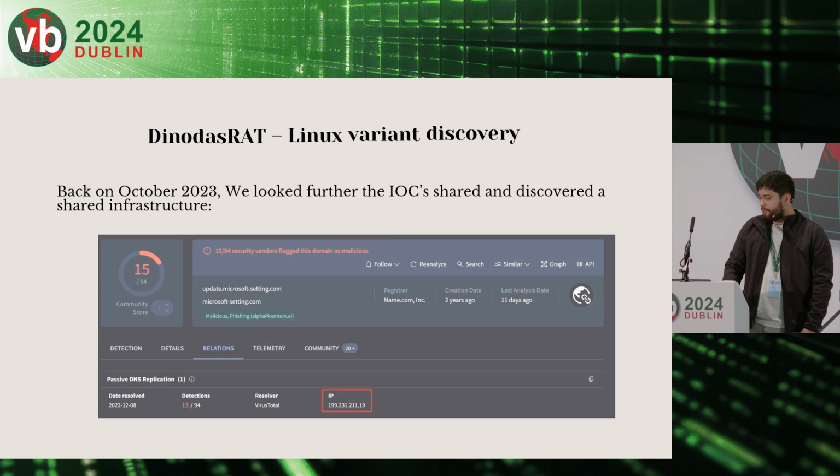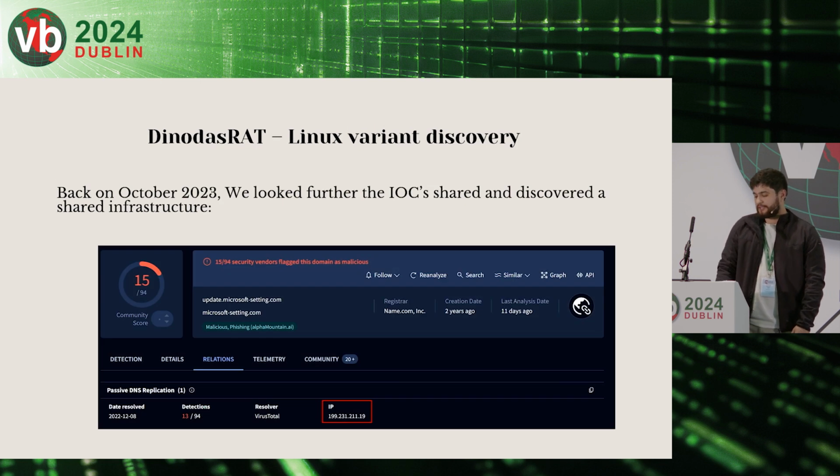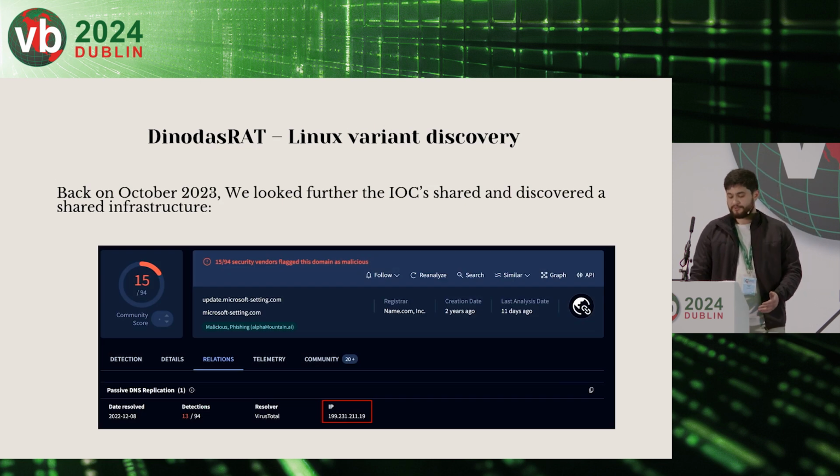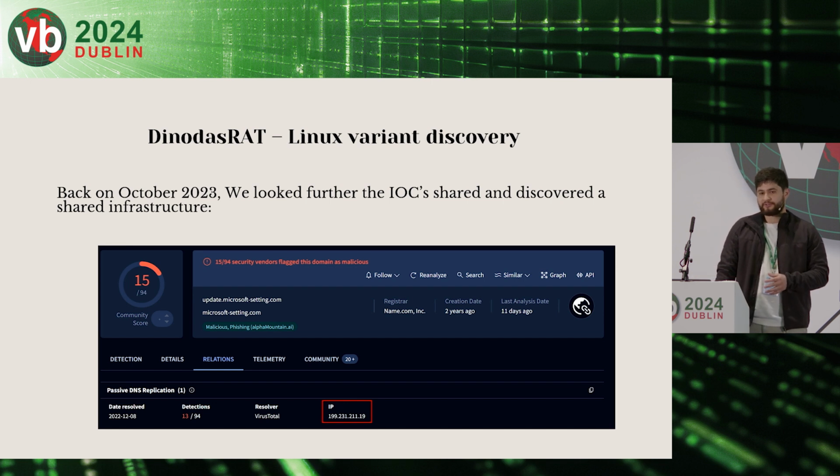And well, we took a look at the IOCs, that was the C2 of the DinodasRAT for Windows, and they used a C2 domain called update.microsoft-setting.com. So this was to pretend to be an update server, and by using that, they were trying to hide their presence in the network. The thing is that these screenshots are recent, I took them a few weeks ago, but at the time there were no detections on these domains and IP addresses.